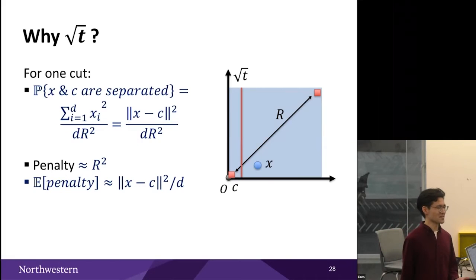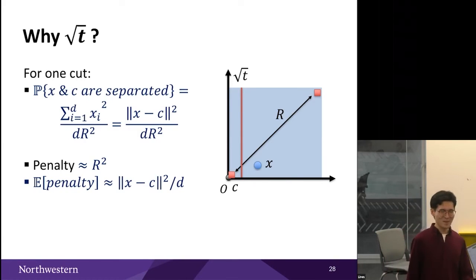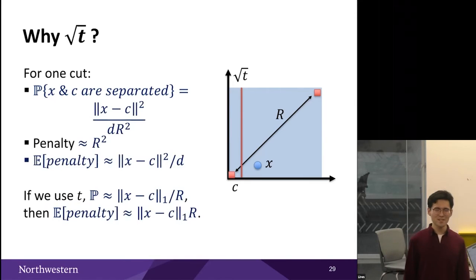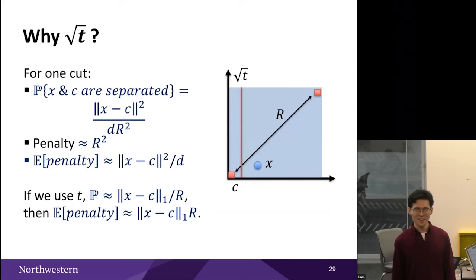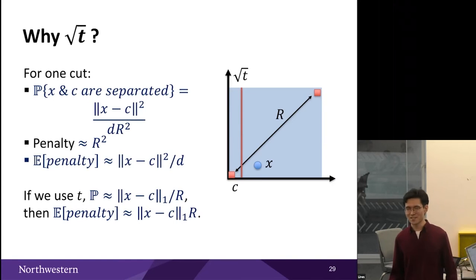So this expected penalty is very small because we know if c is the closest center to x, this square distance is actually the cost of x in the optimal k-means solution. Which means this expected penalty, we can accept it. However, if we just pick the threshold cut at t, then this probability is proportional to the L1 norm between x and c divided by the radius. Then the expected penalty would be the L1 distance times the radius r. And if this radius r is very large, then we can imagine this expected penalty is very huge, which is bad for us.